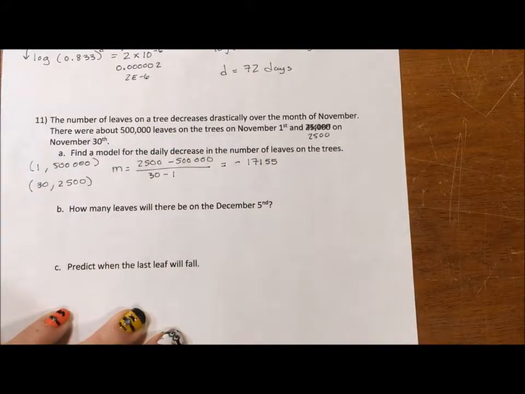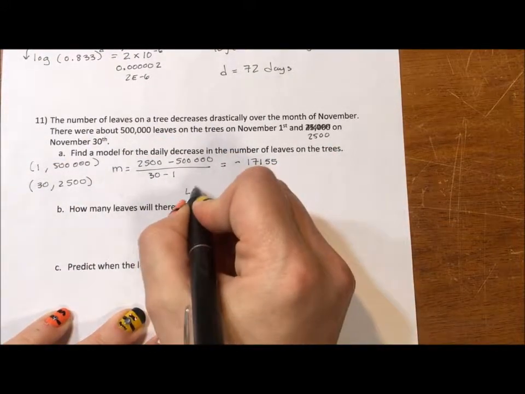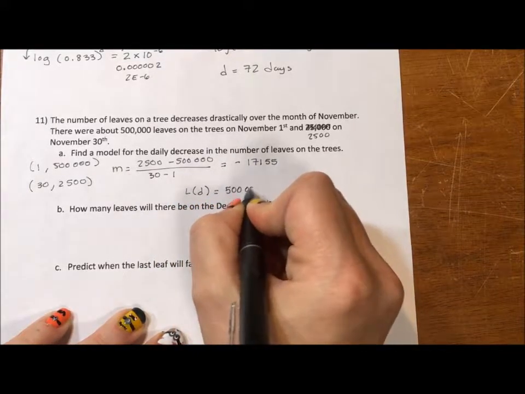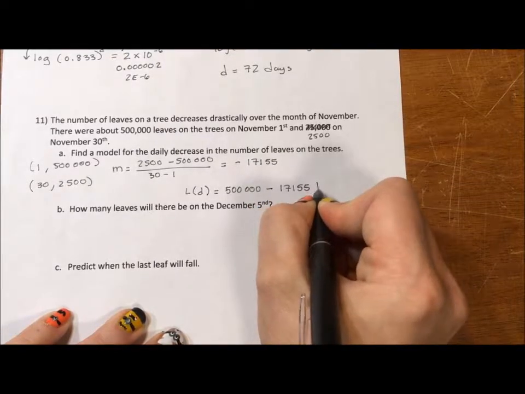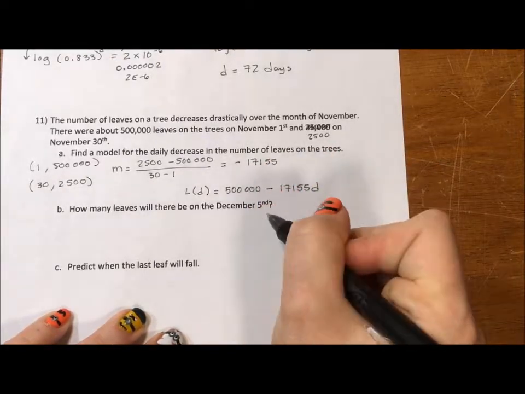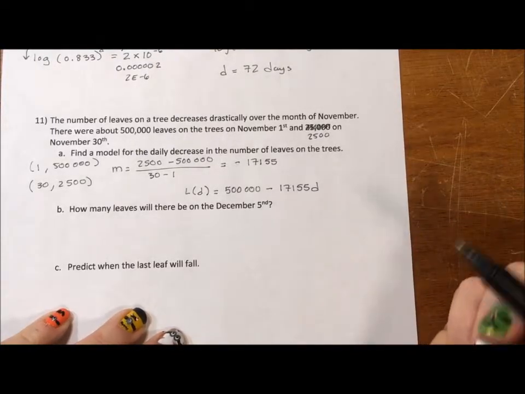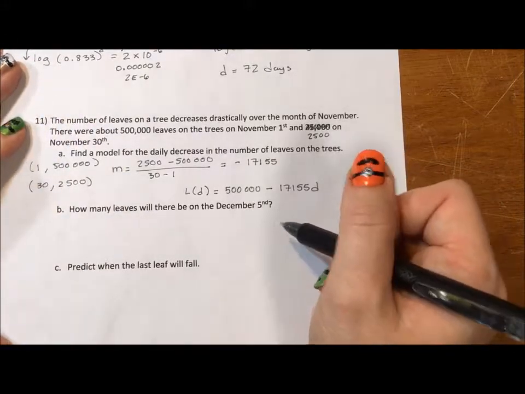All right. So leaves per day is going to be 500,000 minus 17,155 D. I could have written it negative 17,155 D plus 500,000. It doesn't really matter. They're both linear models. Okay, how many leaves will there be on December 5th?